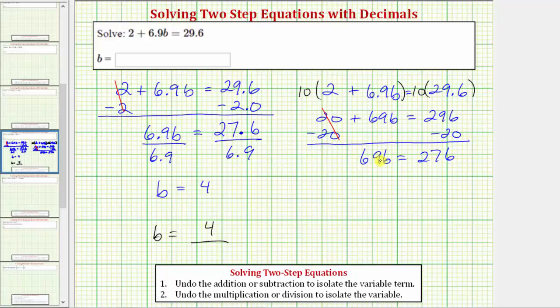Next, we need to undo the multiplication to solve for b, so we divide both sides by 69. Dividing by 69 undoes multiplying by 69. So again, the left side simplifies to b, or 69 divided by 69 is 1. 1 times b is b. On the right side, we have 276 divided by 69, which is actually the same quotient we used to determine this quotient here after we move the decimal point one place to the right in the divisor and the dividend. So 276 divided by 69 is 4, giving us the same solution. The solution is b equals 4.